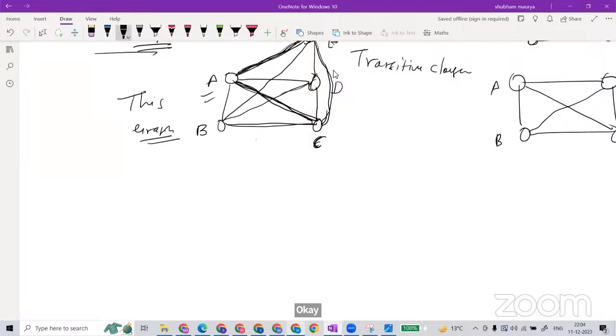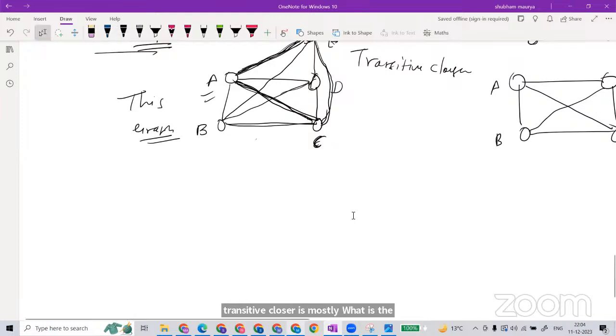So let me draw it differently. We use Prim's algorithm and Kruskal's algorithm to find the minimum spanning tree, and Floyd-Warshall is used for the negative graph. So what is the use of transitive closure? The use of transitive closure is in finding the shortest path. And you will see in the Floyd-Warshall algorithm, transitive closure is mostly used. Let me show you first.